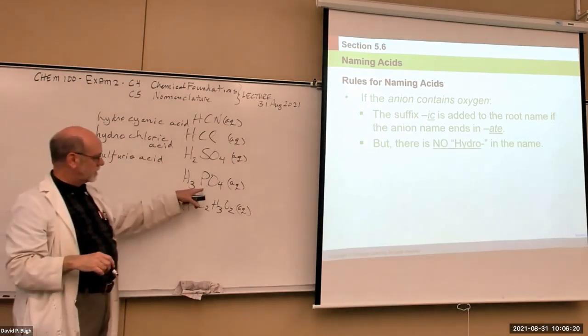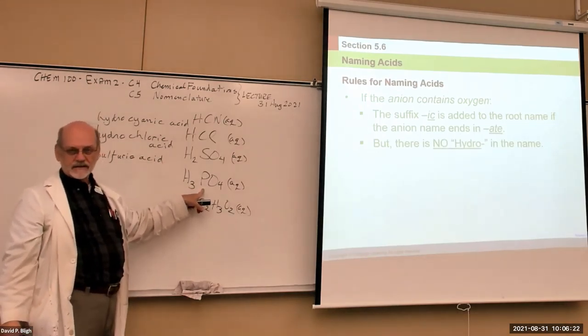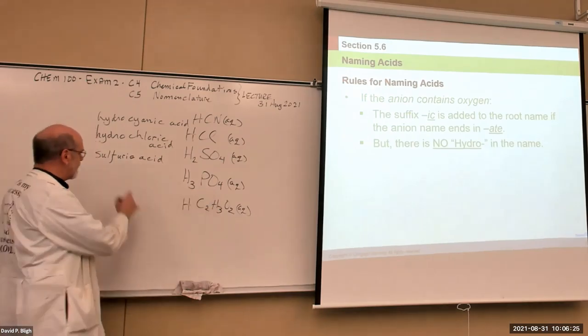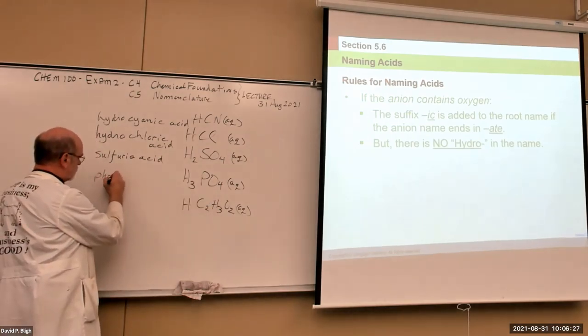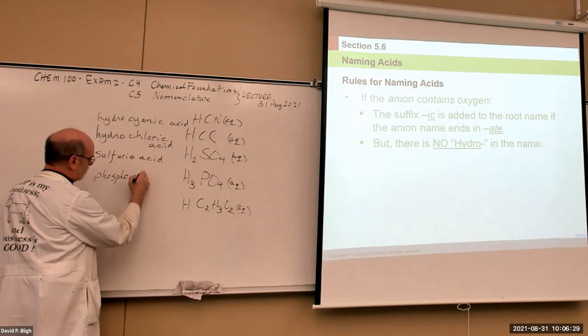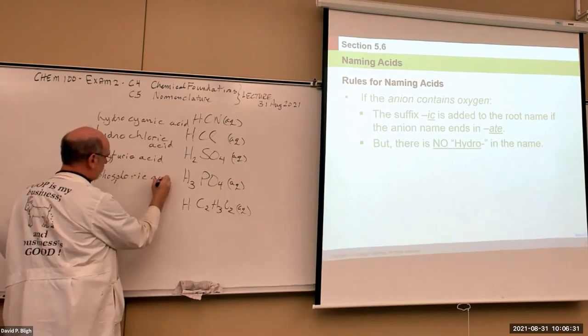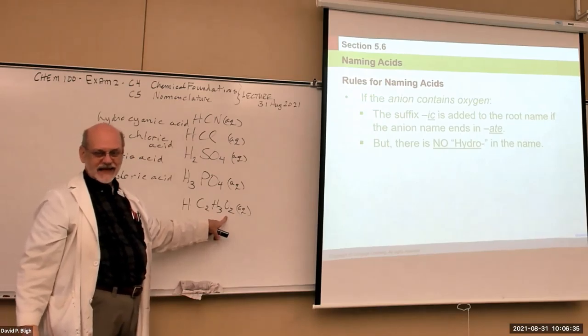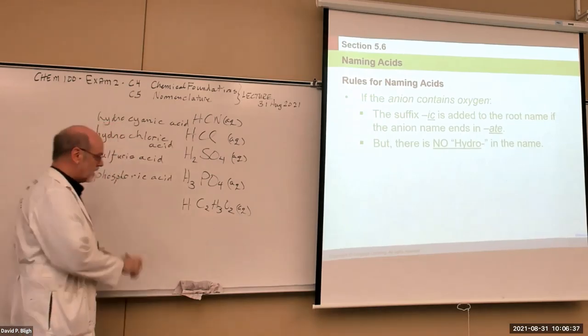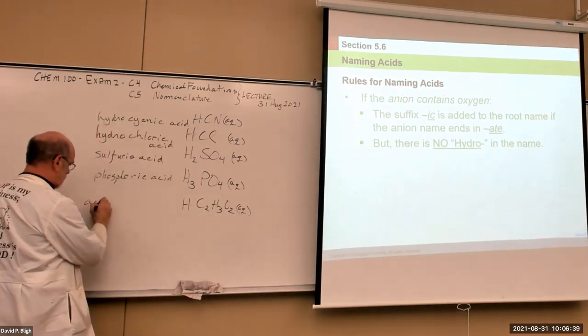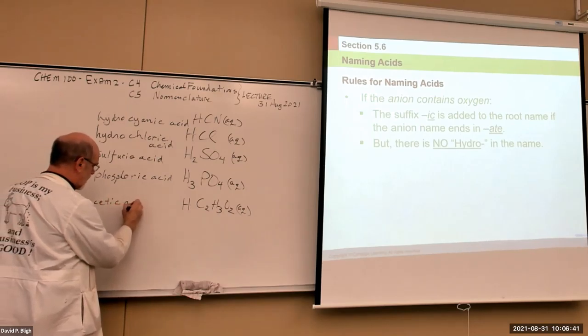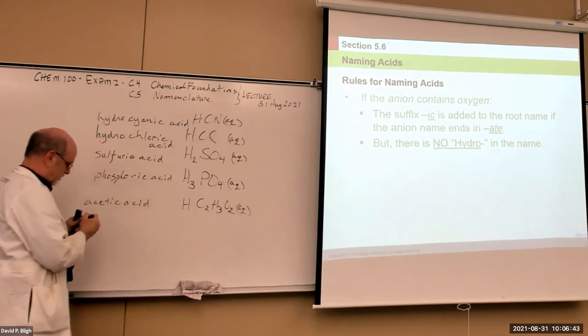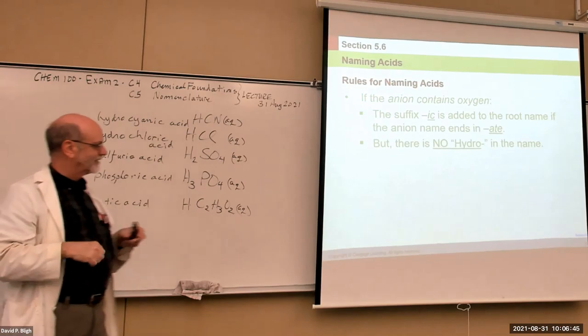Right? How about this one? Phosphate. Phosphoric acid. And we named this one already. That's the acetate ion. Ate becomes ic. Acetic acid. Okay.